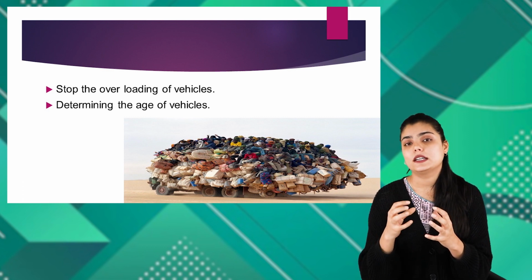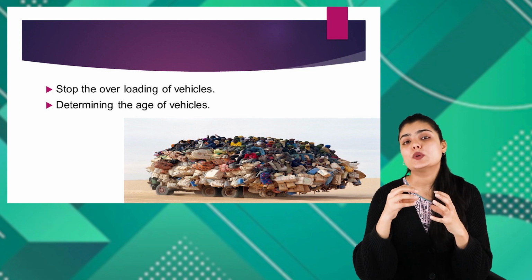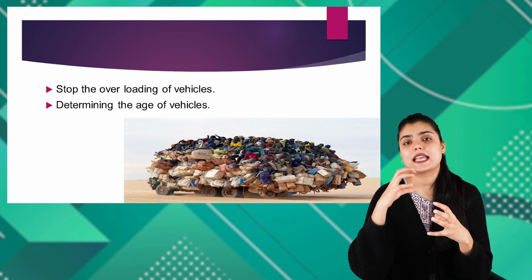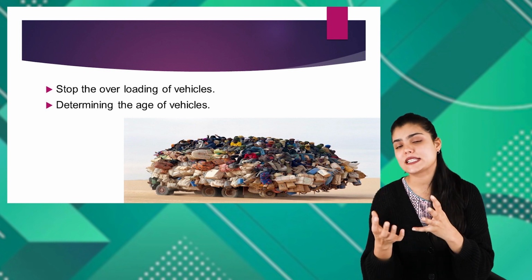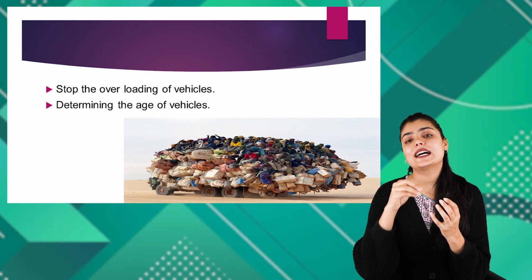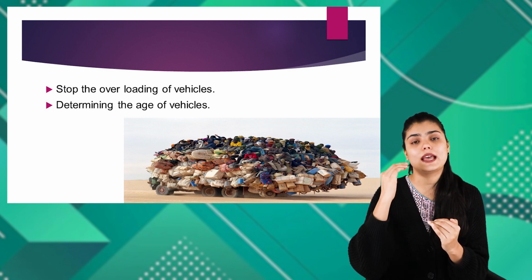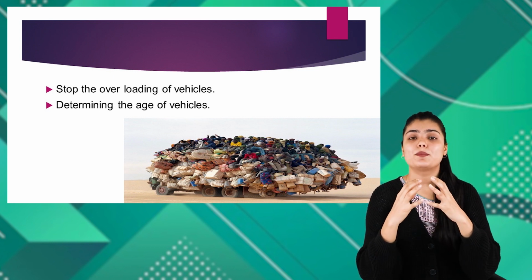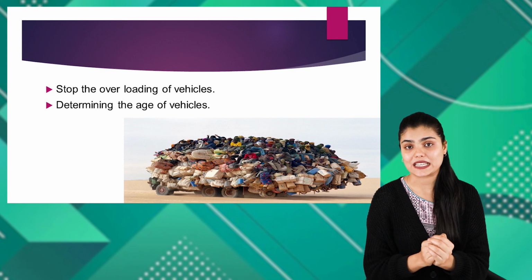Next, we have legal control. Under legal control, we have the setting up of the Industrial Pollution Control Board at state and central level. This is the initiative that has to be taken from the government side, where they have to set up the Industrial Pollution Control Board at state level as well as central level to see that the pollution caused by industrialization is decreased to a certain extent.